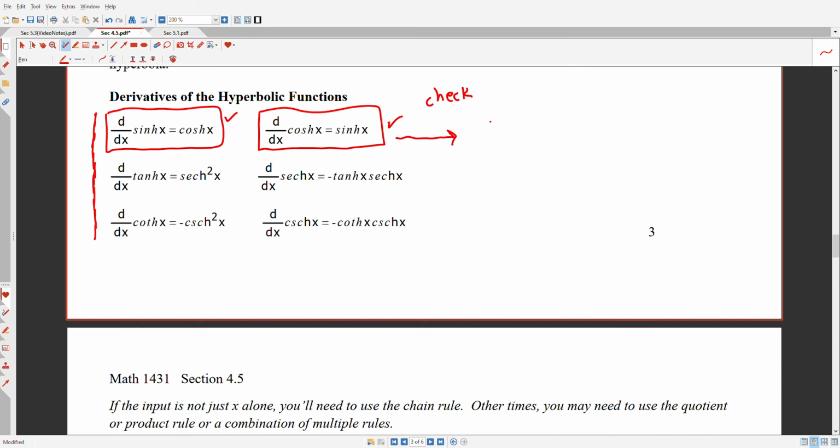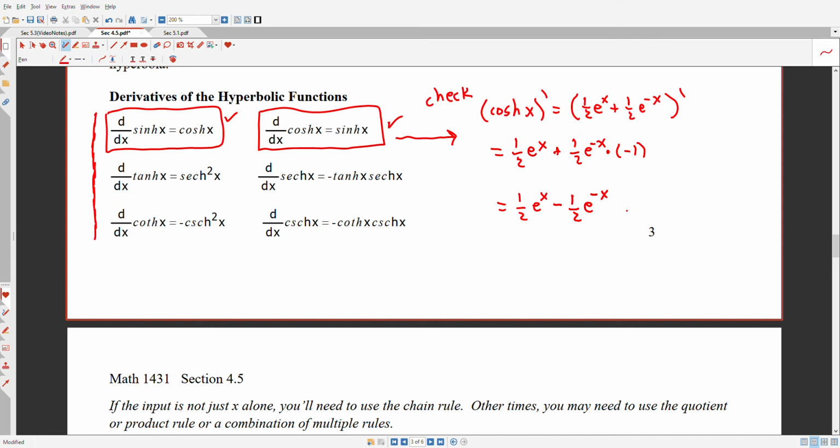Well, the derivative of cosh of x, again, I'm just going to write out what cosh means. It's 1/2 e to the x plus 1/2 e to the negative x, and now I'm going to take a derivative. And derivatives are really nice to take when it comes to exponentials. The derivative of 1/2 e to the x is 1/2 e to the x. And now this last one, I'm going to get plus 1/2 e to the negative x times the derivative of negative x, so times negative 1. And what I'll get there is 1/2 e to the x minus 1/2 e to the negative x. And this is exactly what we called the hyperbolic sine.